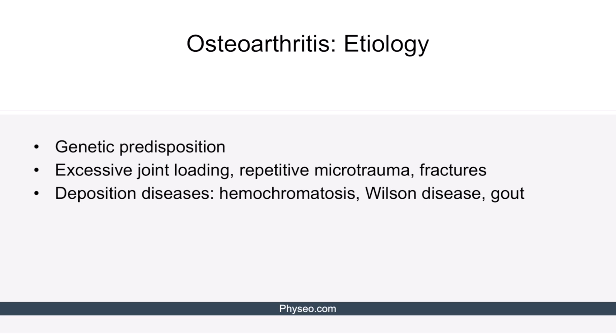Let's move on to the etiology. Patients with osteoarthritis have a genetic predisposition. Other conditions that may predispose to the disease include excessive joint loading, typically seen in manual laborers or athletes, repetitive microtrauma, which is usually due to the patient's occupation, as well as fractures. Finally, some deposition diseases can cause damage to the chondrocytes or make the cartilage stiffer, thus predisposed to osteoarthritis. For example, hemochromatosis, Wilson's disease, and gout.